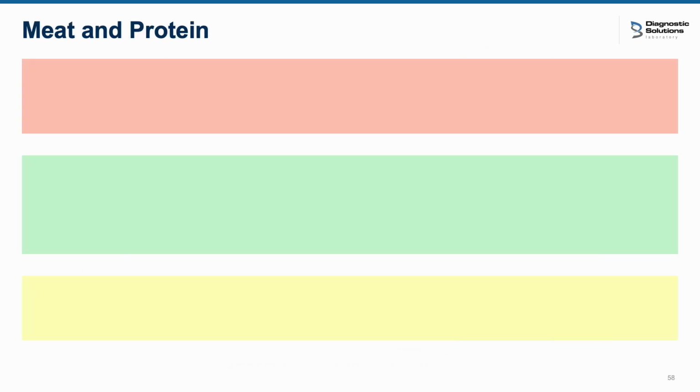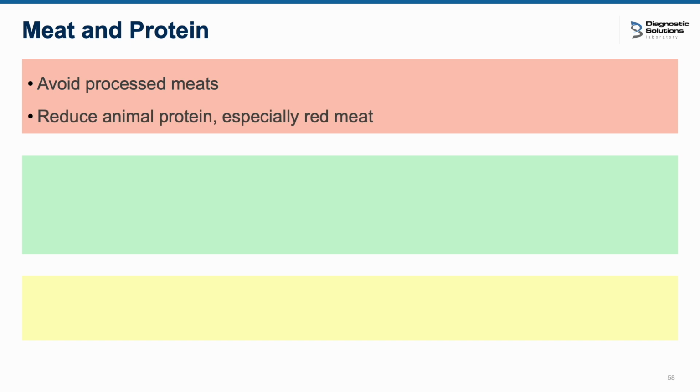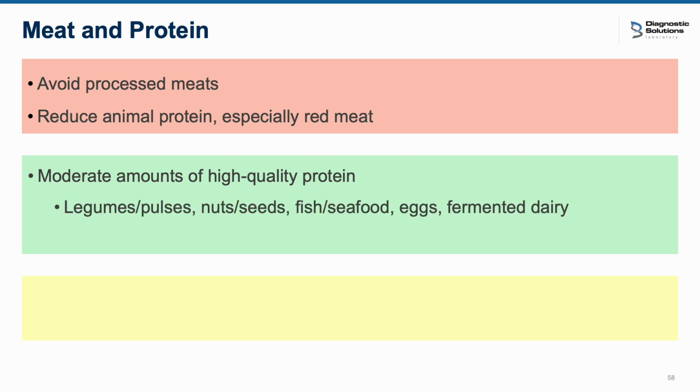Now, I'd like to break this down by food category. So the reds, greens, and yellows. Red is no, green is yes, yellow is considerations. So when it comes to meat and protein sources, we're avoiding processed meats, deli meats, things like that. We want to reduce our animal protein overall, especially red meat, and we're aiming towards higher quality protein. So not a high protein diet, but a moderate amount of protein. We want to focus on things like legumes, nuts and seeds, fish, eggs, fermented dairy, and then some poultry. Things like that can be okay for most people.